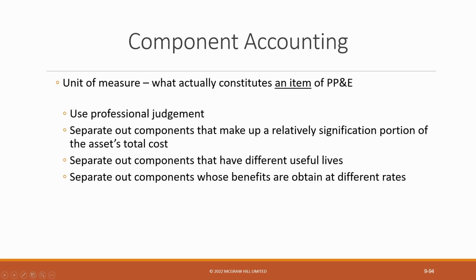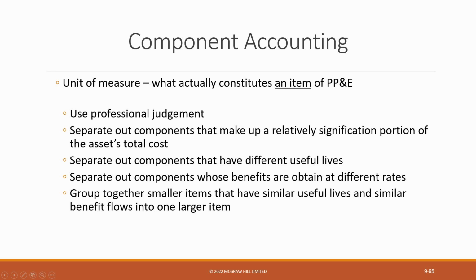If the benefits are received at different rates, this may indicate that components must be reported separately under property, plant, and equipment. These same indicators, the useful lives and the rate the benefits are received, can also be used to amalgamate smaller items, such as tools in a shop, together into one larger item under property, plant, and equipment. Remember that the issue of what constitutes a significant component requires professional judgment. Both IFRS and ASPE speak to the need to recognize components. Clearly, we can't buy an airplane and simply recognize it as one item under property, plant, and equipment.